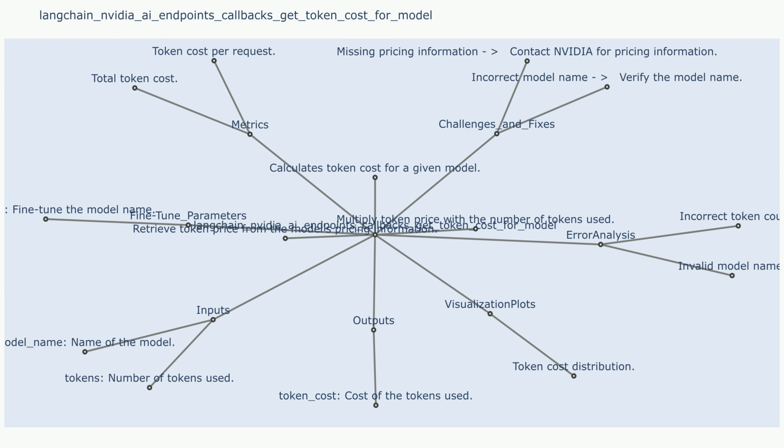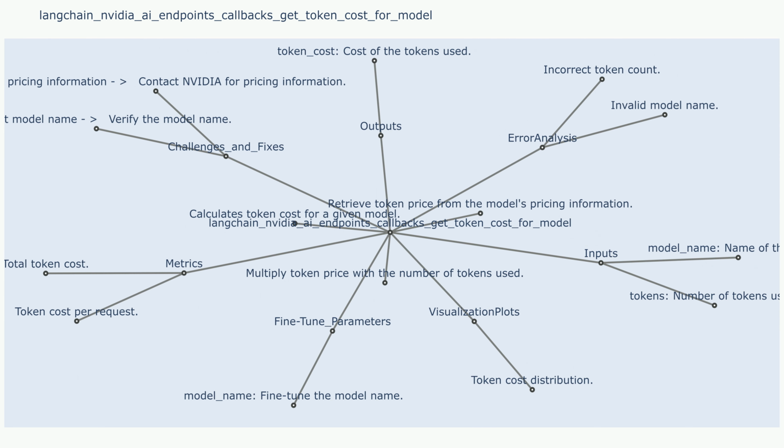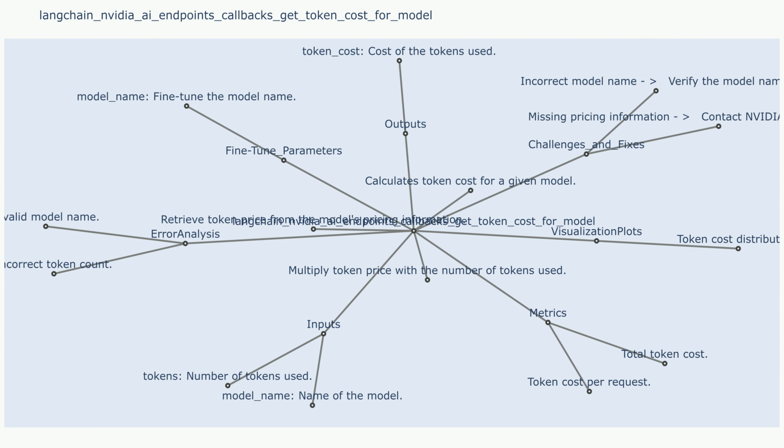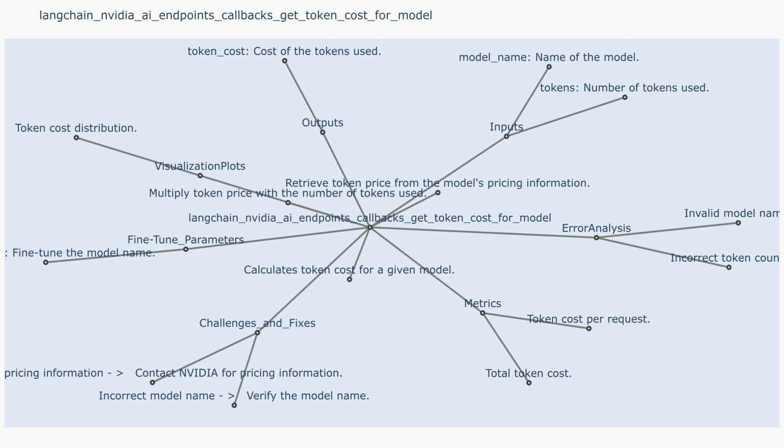Visualization plots. Token count distribution. This plot visualizes the distribution of token counts across different prompts, helping identify patterns and potential outliers. Cost estimates per model. A bar chart comparing cost estimates for different language models can help users choose the most cost-effective option for their specific needs. Fine-tune parameters: none. Uncertainty methods: none.